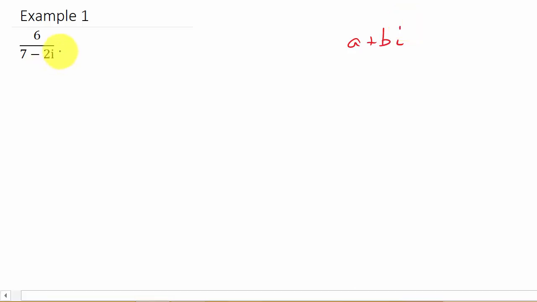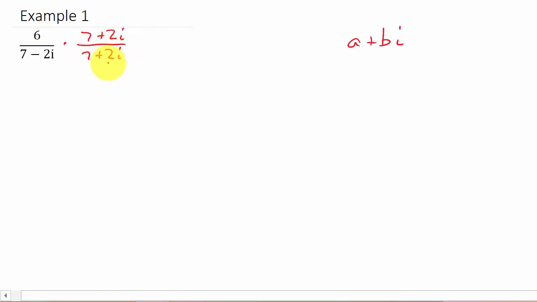So what we're going to do to get rid of the i in the denominator is multiply the numerator and denominator by the conjugate of the denominator. The conjugate of the denominator, you just change the sign in the middle. So that would be 7 plus 2i. So we're going to multiply numerator and denominator by 7 plus 2i.